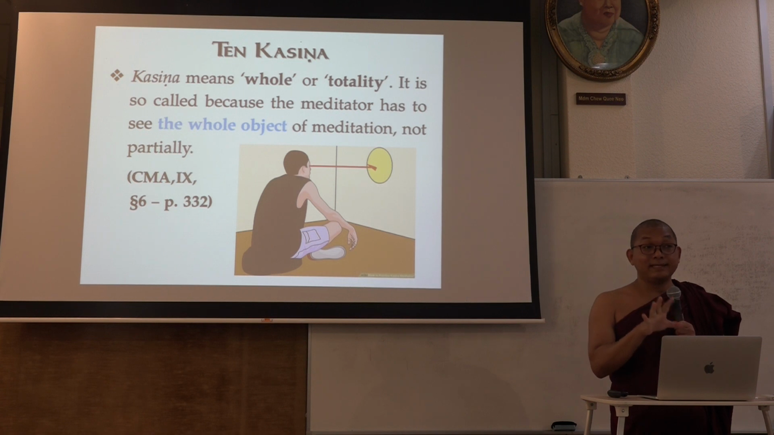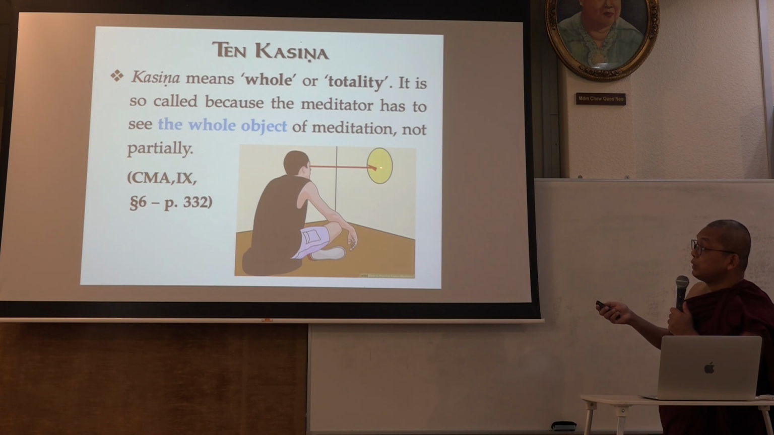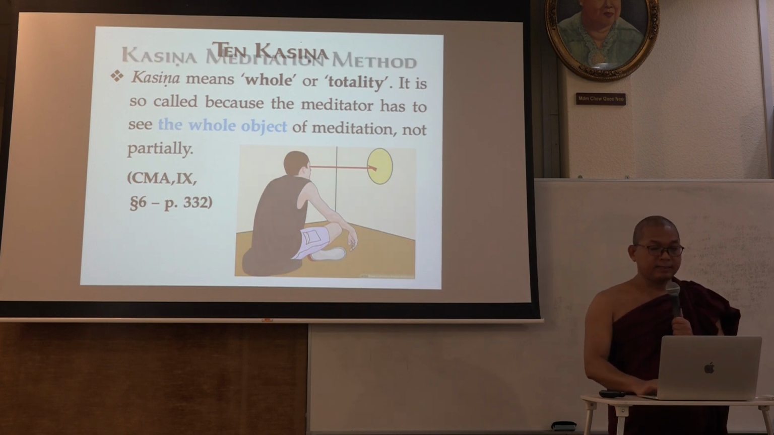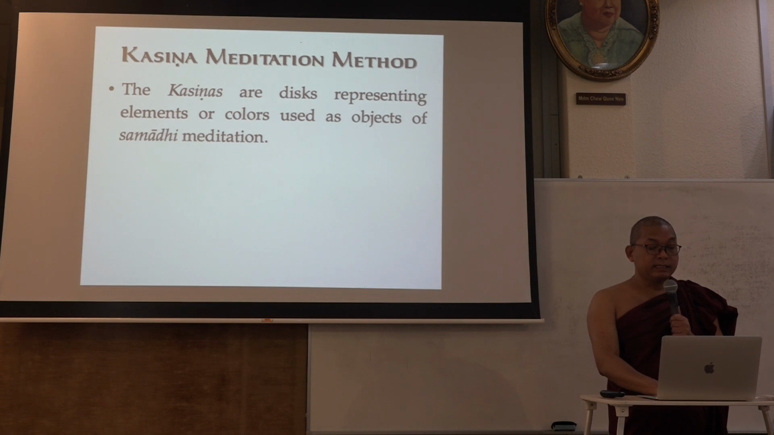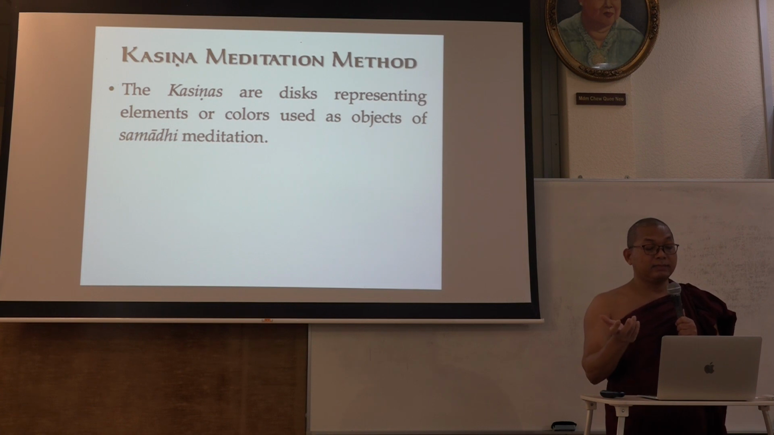So here what I want to say, kasina means whole. So the meditator needs to look at the whole meditation object. Here our meditation object is the yellow color kasina, yellow color object. Okay, that's kasina. The kasina are discs representing elements. It can be elements, it can be colors, used as an object of samadhi meditation. Element means the earth element, water element, right? You can look at the water.